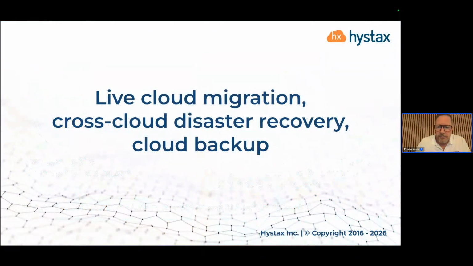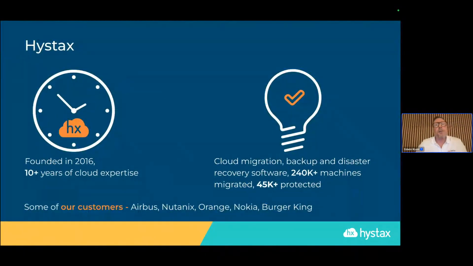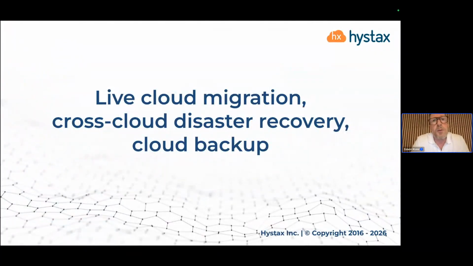Hystax is the company. As you can see here, we have two products. One is Akura, the other one is OptScale, which is also very interesting, about cloud cost management and FinOps. But for today, we talk about Akura. So Hystax is the name of the company, Akura the name of the product. Akura is a software that manages three use cases: live cloud migration, disaster recovery, and backup. Because the flow is more or less always the same.